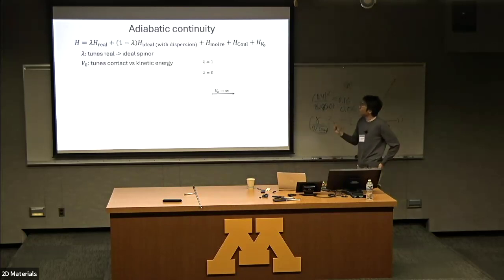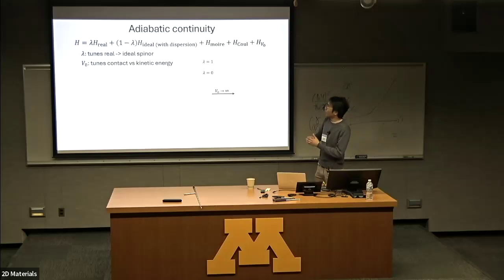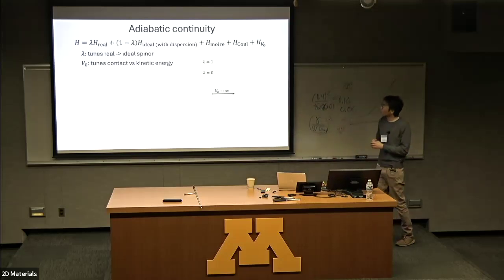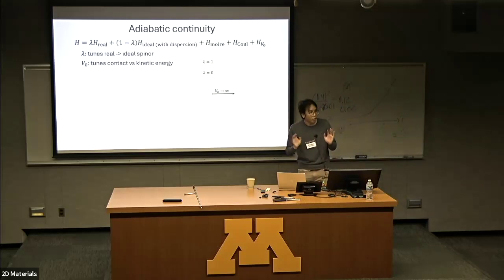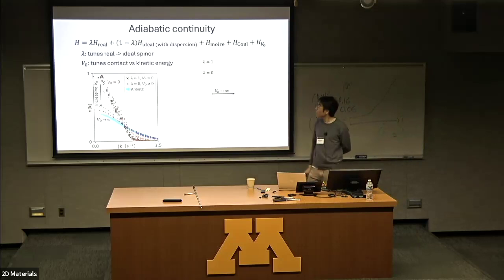So when lambda goes from 0 to 1, you're tuning from real to ideal spinor. And as V0 is increased, you increase the contact interaction relative to everything else. So the ideal limit corresponds to the case where lambda is 1 and V naught is very, very large compared to the kinetic energy and all the other terms in the Hamiltonian.